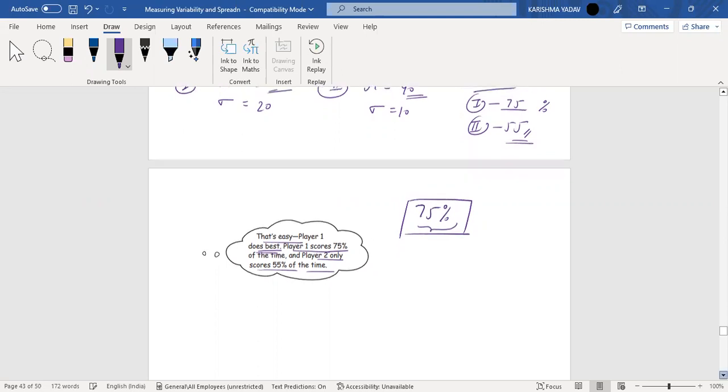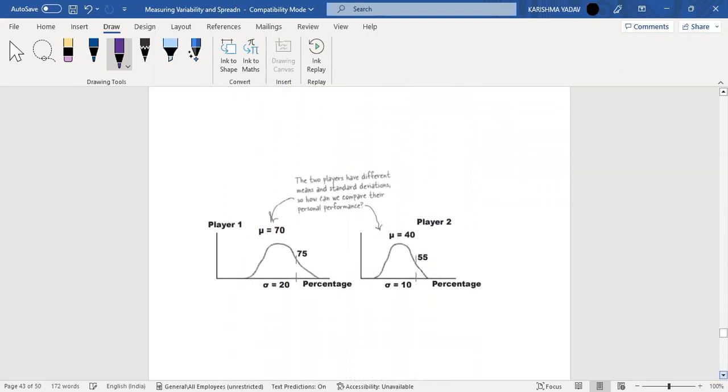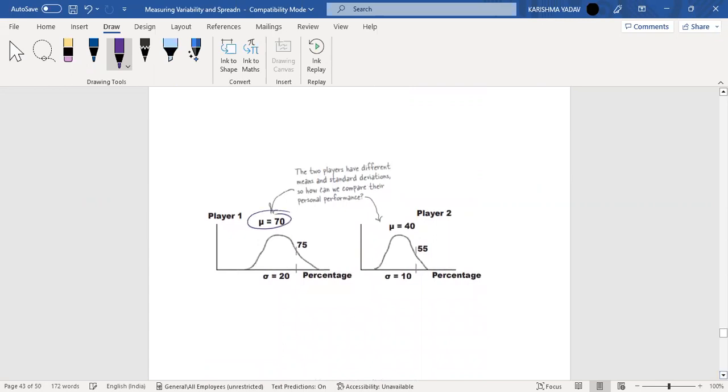Now let's see it with a graph. These are the corresponding graphs for the players. For the first player, we have mu, the mean, at 70, a standard deviation of 20, and his particular performance of 75. For the second player, mu is 40, the standard deviation is 10, and the performance value is 55. They both performed well, as both values are greater than the mean. Each player has scored more than their personal average: 70 and 75, 40 and 55.